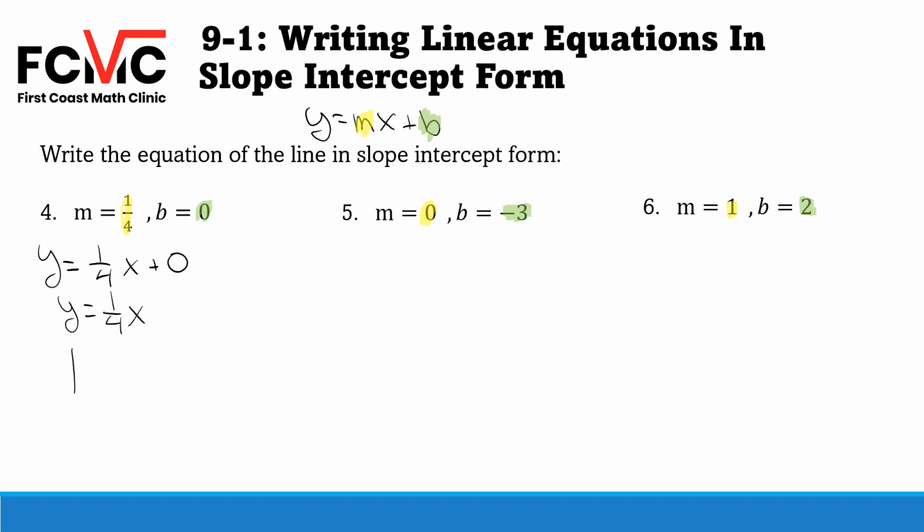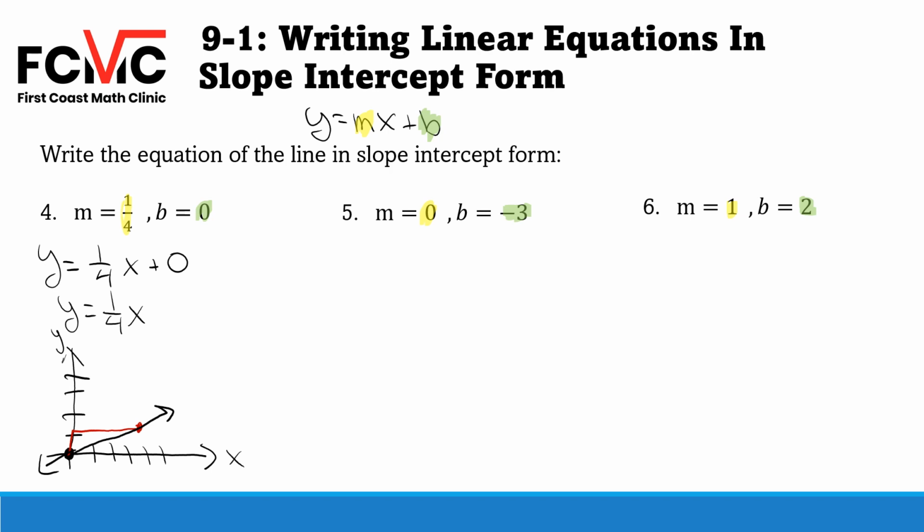If we want to graph this, that's our x-axis, our y-axis. So we're starting at 0 on our y-axis. I'll draw this in red so it's easy to see. Slope is 1/4, so we're going to go up 1, over 4: 1, 2, 3, 4. Connect those points. So this is our graph for y equals 1/4 x.